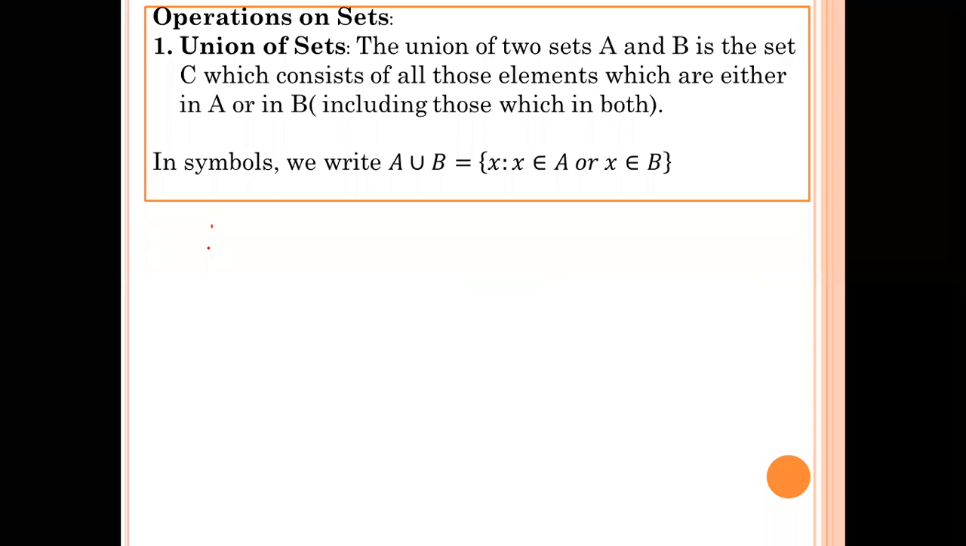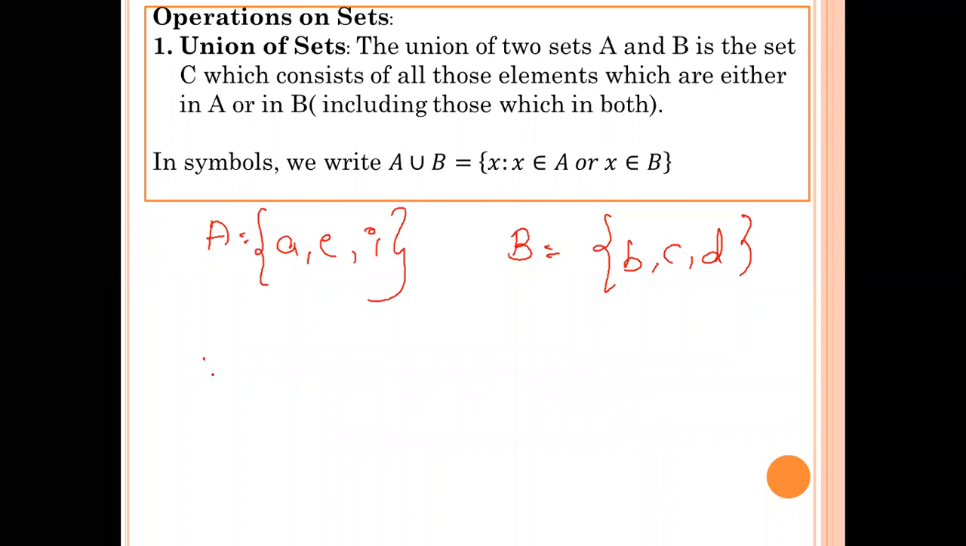Okay, suppose A is equal to {A, E, I}. Okay, B is equal to {B, C, D}. Then what is A union B, students? What is A union B? Can anyone tell me what is A union B?